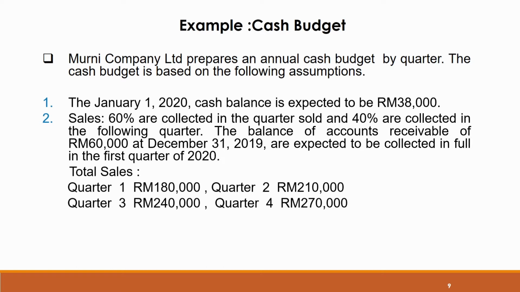So you can look at the question, the total sales for quarter 1, 180,000, quarter 2, 210,000, quarter 3, 240,000, quarter 4, 270,000. So we should get the collection from customer based on the percentage given in the question. 60% collect in the quarter sold and 40% collect in the following quarter. And we also have to record the balance of account receivable.